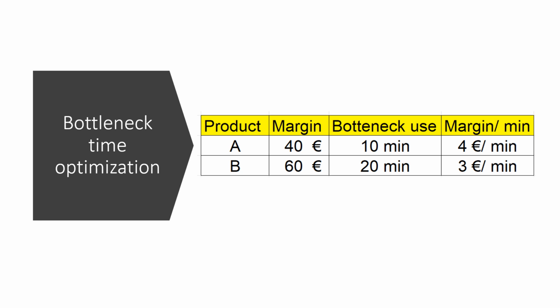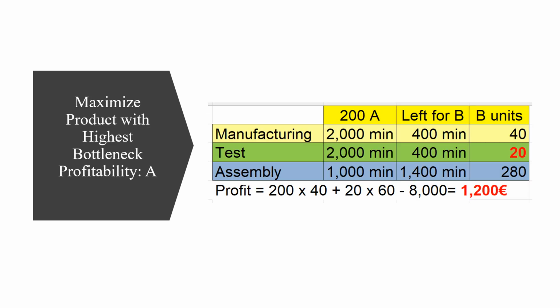This means that each minute of test time, bottleneck, if used to test product A gives us a margin of €4 while product B only gives us €3. Product A is, therefore, more profitable in these circumstances. So, when we take into consideration the existing constraints, A is more profitable. Let's give priority to A, and use the remaining capacity to produce B. It is, indeed, more profitable to maximize product A in this case, in spite of its lower margin.